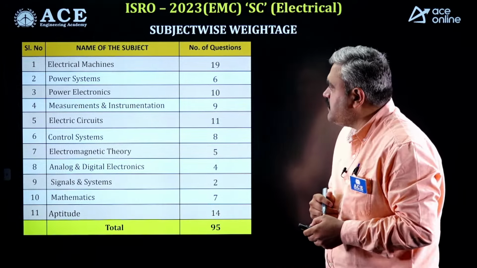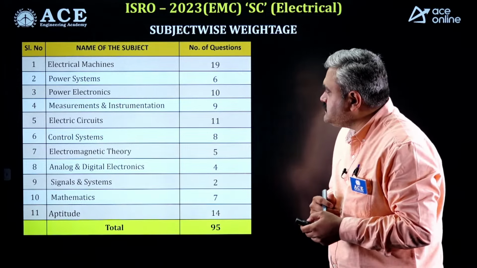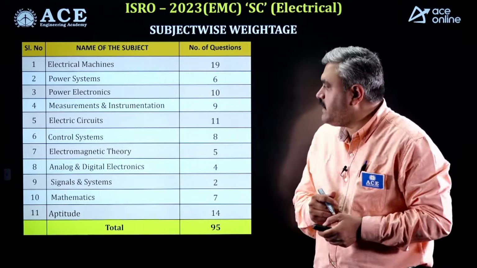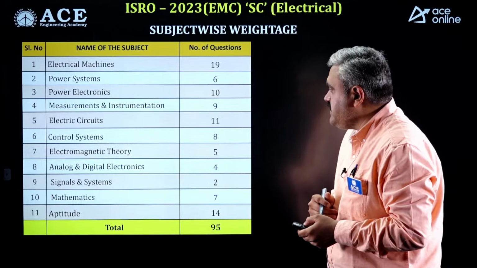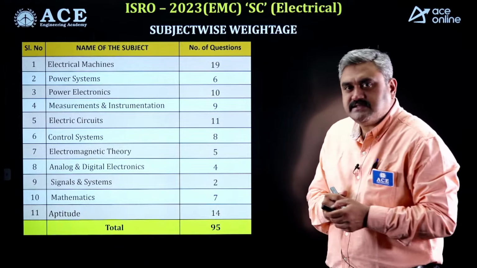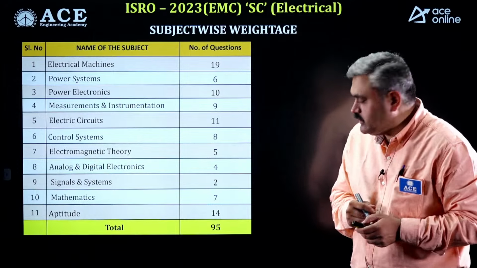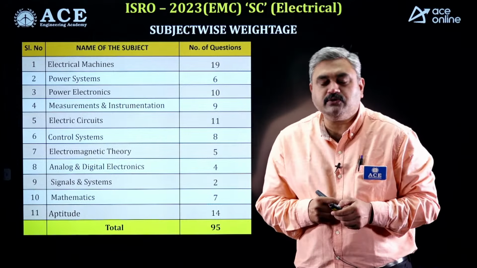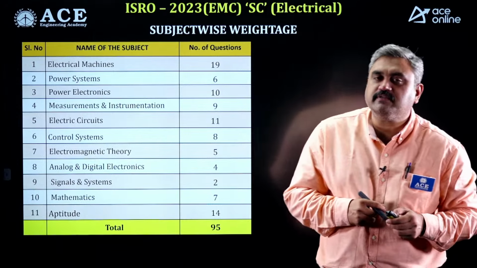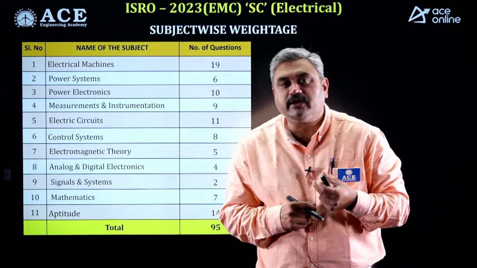Power systems 6, power electronics 10, measurements and instrumentation 9, electrical circuits or network theory 11 questions came, control systems 8, electromagnetic theory 5, analog and digital electronics 4, signals and systems only 2 questions, mathematics 7, and aptitude 14. So clubbed together it is 95 questions. All topics that were given in your syllabus are covered. There is nothing that the questions did not cover from any part.